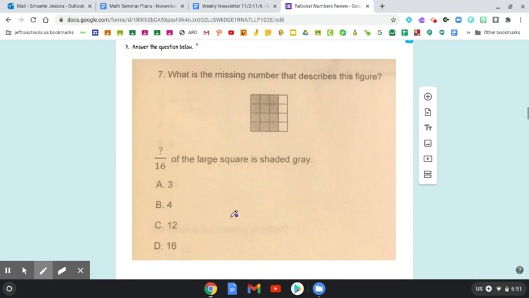Number 7, what is the missing number that describes this figure? So right down here, I see a fraction. It's out of 16, and I have 16 squares within this diagram. So I think what I need to figure out is how many is shaded in for the top number. So I have 1, 2, 3, 4, 5, 6, 7, 8, 9, 10, 11, 12 that are shaded in out of the 16. So my missing number, the top number up here, is a 12. So C.